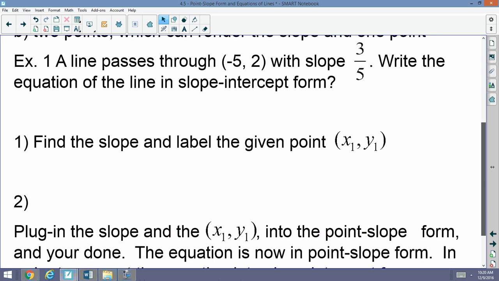Example 1: a line passes through the point negative 5, 2 with the slope 3/5. Write the equation of the line in slope-intercept form. Okay, now let me just explain something real quick. You could do this in such a fashion.